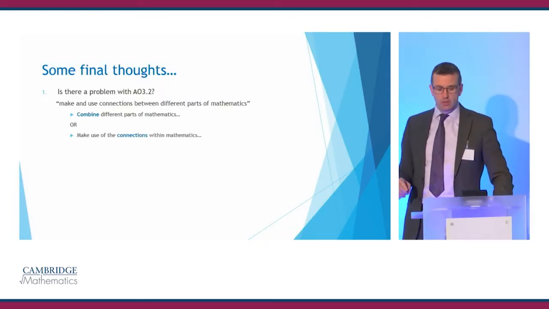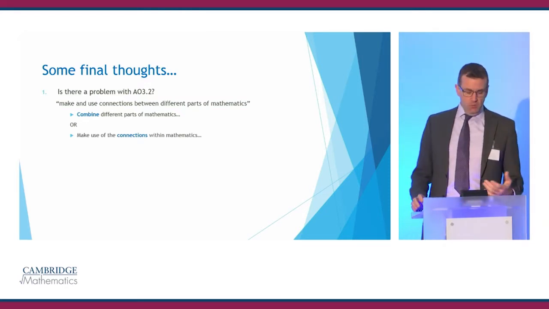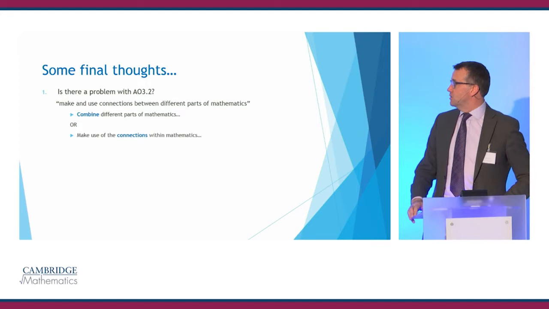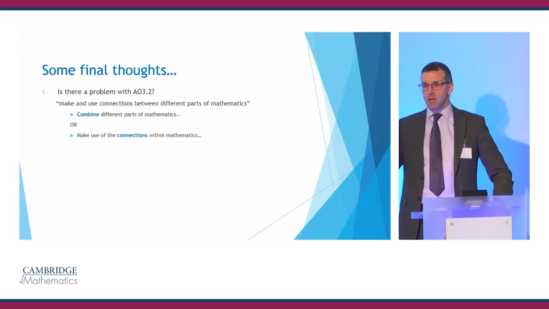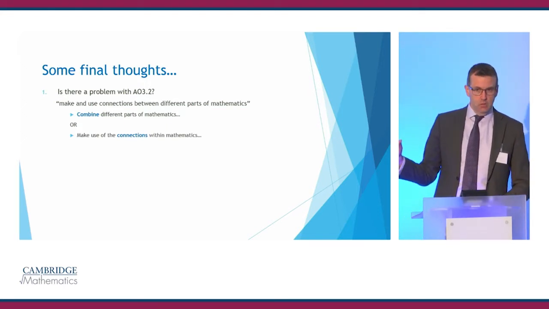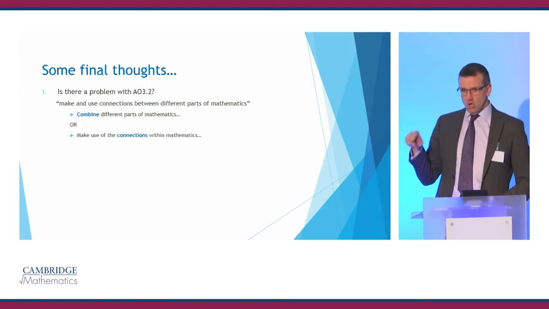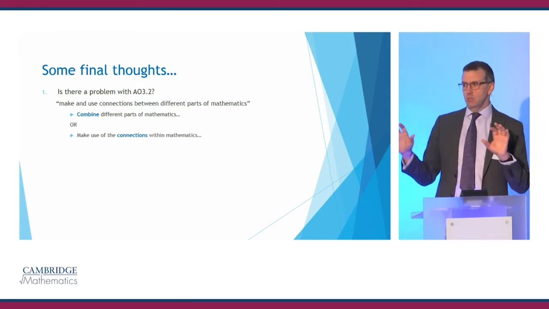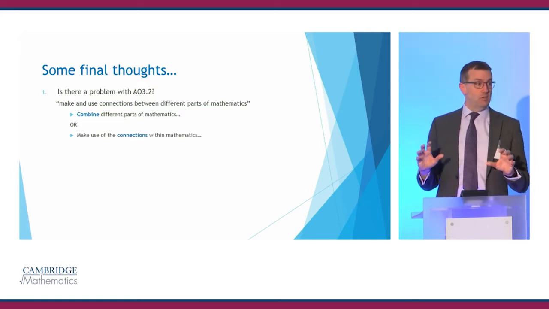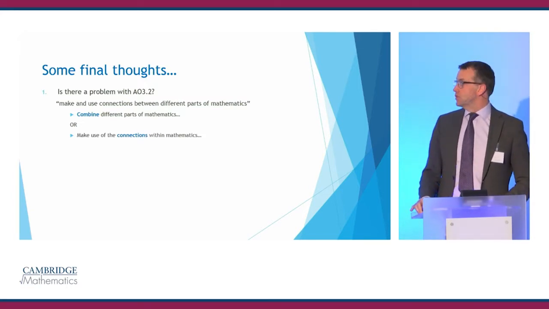So some final thoughts, three things in my last 1 minute and 20 seconds. I'm going to be right on the button. So first of all, I think there's a problem with AO3.2, that statement. It says make and use connections between different parts of mathematics. But thinking back to that 1997 research, I think there's two things going on. I think there's combining different parts of mathematics, which I think is all those examples, or most of those examples, and then there's making use of the connections, or the structural connections within the mathematics. And I think that's something slightly different. At the moment, you can't differentiate between those two. So there's no place in the assessment objectives that would force you to think about mathematical structure and how you would assess the understanding across those structures.